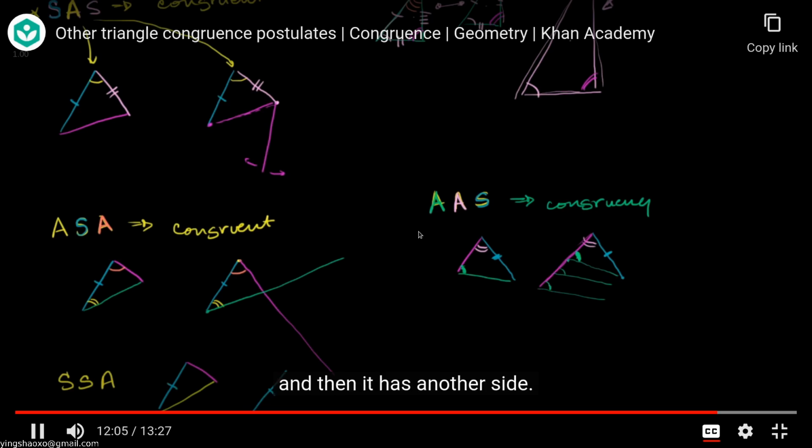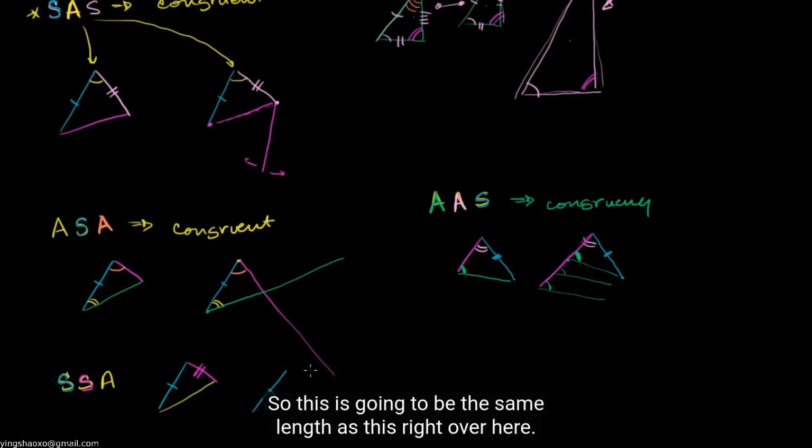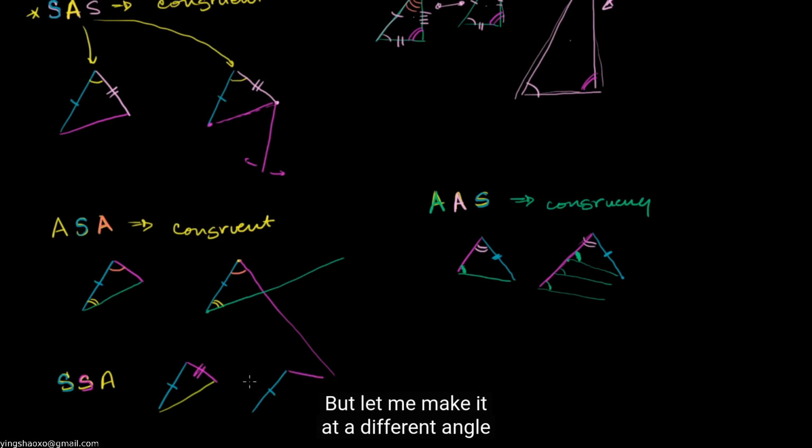And then it has another side, but we're not constraining the angle. We aren't constraining this angle right over here, but we're constraining the length of that side. So let me color code it. That blue side is that first side. Then we have this magenta side right over there. So this is going to be the same length as this right over here, but let me make it at a different angle to see if I can disprove it. So let's say it looks like that.